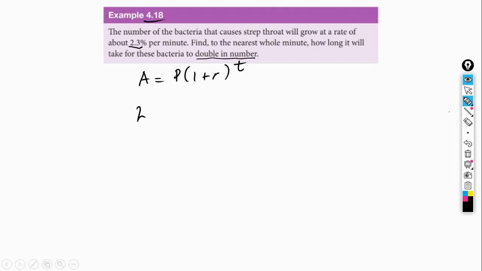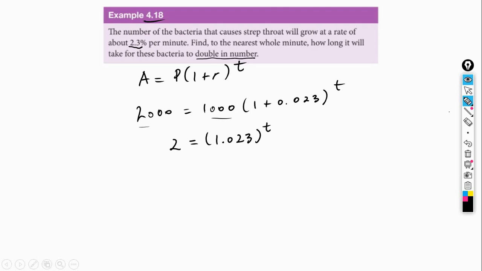Notice that if you write 2,000 equals 1,000 times 1 plus the rate, which is 0.023, to the power of t, you're always going to divide whatever you have here by sending it to the other side. So you're always going to end up with 2 is equal to 1.023 to the power of t.